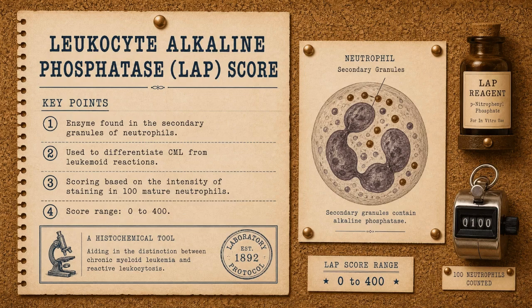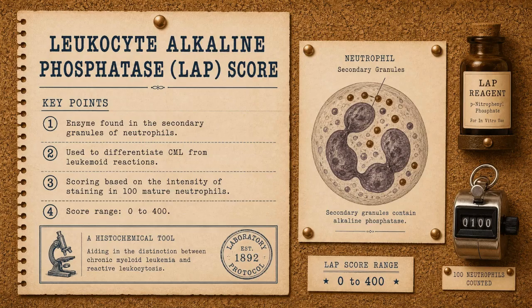LAP is an enzyme found in the secondary granules of mature neutrophils and bands, and its activity reflects their metabolic state. We score its activity from 0 to 4+ in 100 mature segmented neutrophils and bands, then sum those scores. The normal range for a LAP score is approximately 20 to 100. Deviations from this range can be incredibly informative in differentiating between various conditions that cause an increase in white blood cells.